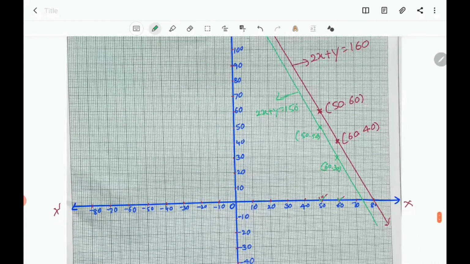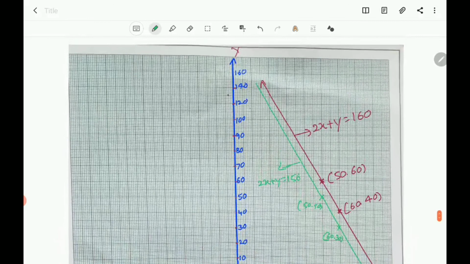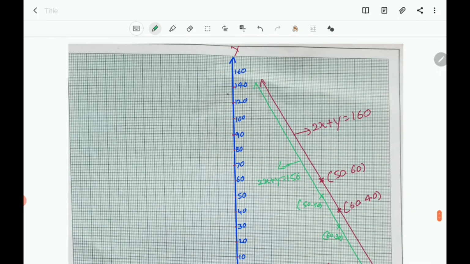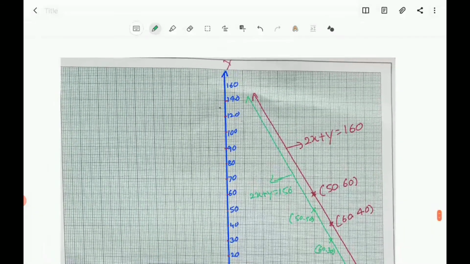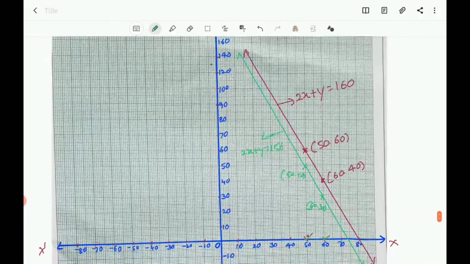See the lines here. These two lines are parallel to each other. So you can guess that there is no solution here. These two linear equations are having no solution as the straight lines are parallel to each other.